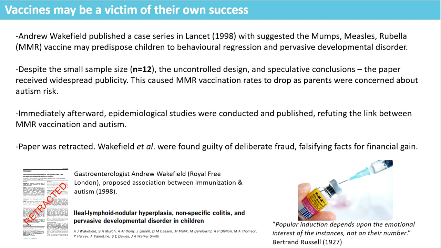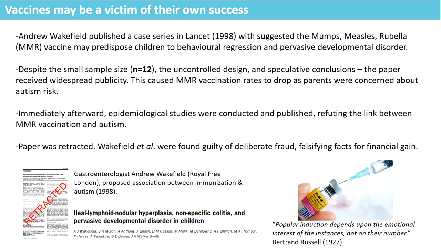Has anyone heard of Andrew Wakefield and the MMR vaccine? No? I've entitled this slide "Vaccines may be a victim of their own success." Andrew Wakefield was a doctor, and he published a case study in 1998 suggesting that the MMR vaccine, so this is mumps, measles, and rubella, was linked to autism in children who got the vaccine. It's really important to remember he only did this in a sample size of 12 individuals, which is obviously a big flaw. There were no controls in the design, and he also made very speculative conclusions.